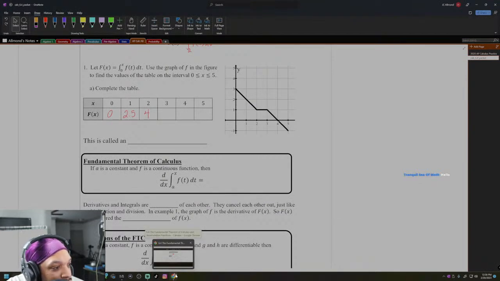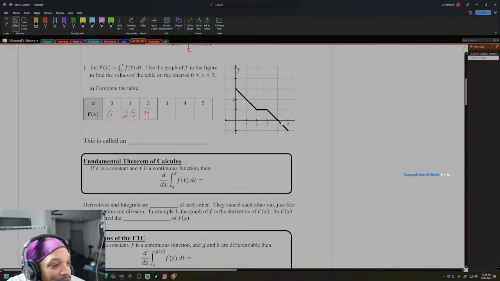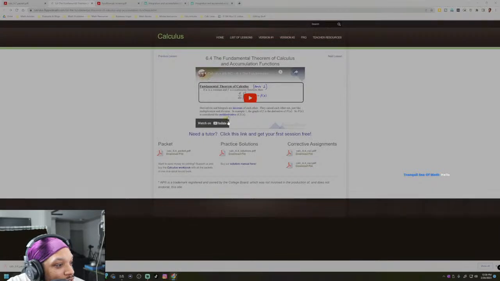Accumulation? Should be something like that, right? Accumulation could be it, right? Because you're accumulating more area. I don't know. I'm going to look at the answer key.